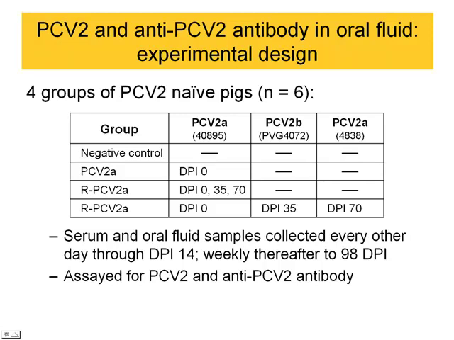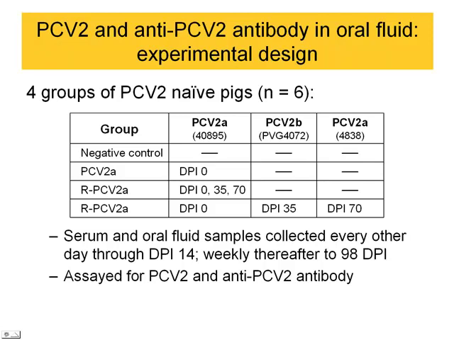So we had a group of negative control pigs that were not inoculated. We had another group of pigs that was inoculated with one PCV2 virus, a PCV2A virus on DPI 0. The second inoculated group got the same PCV2A virus at day 0, 35 days later, and then 70 days after the initial inoculation. And the third experimental group got a PCV2A virus on day 0, a PCV2B virus on day 35, and yet another PCV2A virus at day 70, and we collected samples out through day 98.